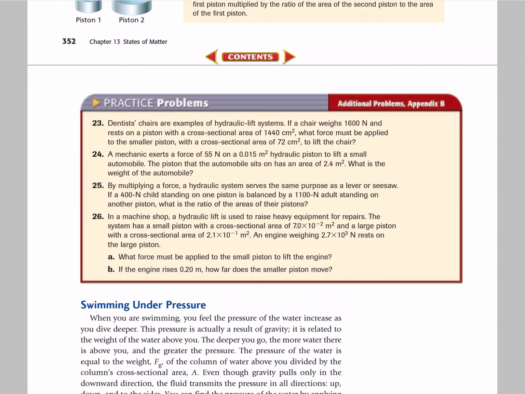the chair? Okay? So there's a lever that the dentist moves with his arm, and that lever pushes on a small piston, 72 square centimeters. As a result of that small piston being connected to a large piston with a fluid contained inside, some sort of hydraulic oil, the large piston of area 1,440 square centimeters will apply a very large force and lift the entire 1,600 Newton chair. By the way, it takes a force of 1,600 newtons to lift a 1,600 Newton chair. Just reminding you how weight works.